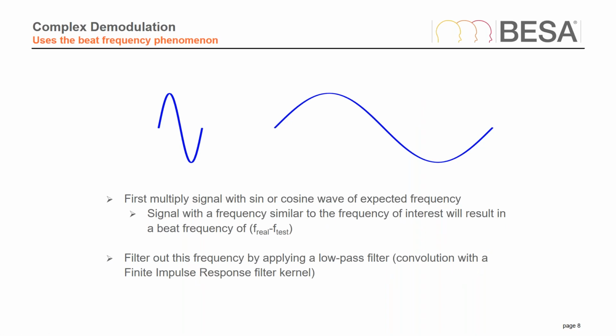Another way of doing the same thing is using the so-called complex demodulation. This method uses a sine or cosine wave that reflects the test frequency that I'm interested in and multiplies that with the data. If this is in resonance with the frequency that's present in the data, then the result will be a beat frequency that is basically the difference between the actual frequency in the data and my test frequency. This can be filtered out by applying a low-pass filter afterwards. And then we get our results for the time frequency decomposition in that way.